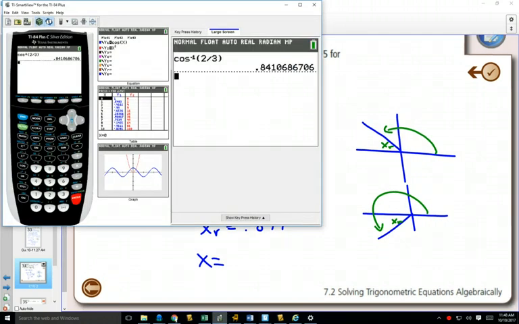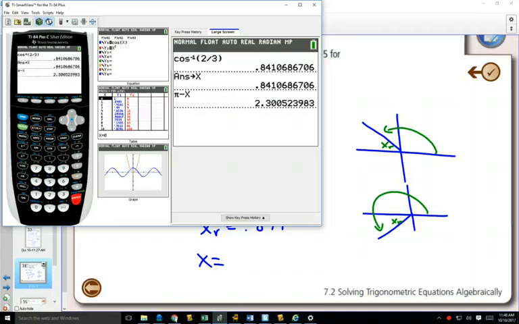So I'm going to go back to my calculator. Above your on button, hit the store button. I'm going to store my reference angle as x, just so that I can do math a little bit easier. So pi minus my reference angle, that's in quadrant 2. And pi plus my reference angle, that's my answer in quadrant 3. So I get 2.3 and 3.98.